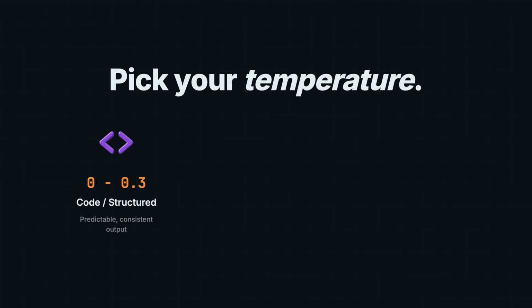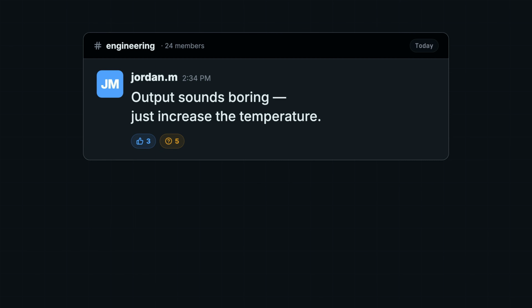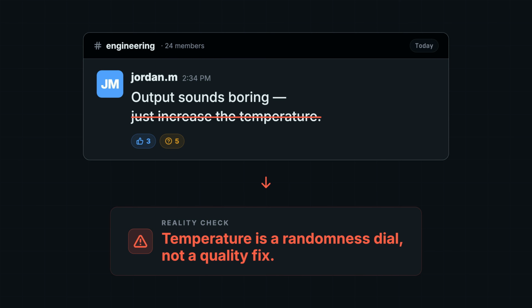Code and structured outputs, keep it low. Creative work, medium to slightly above 1. In production, you generally want it below 1.5, and most systems default around 0.7. So when someone in that Slack thread said just increase the temperature, they were reaching for a randomness dial and treating it like a solution.